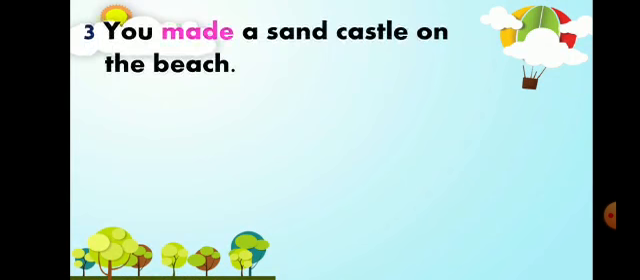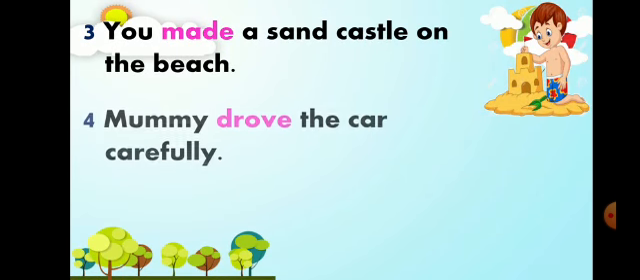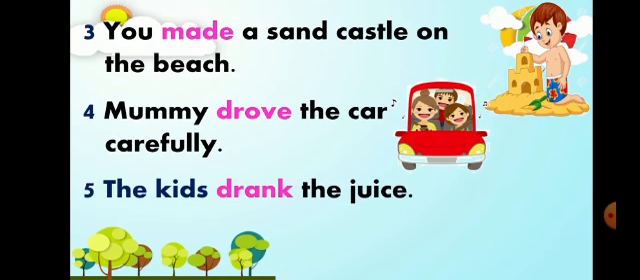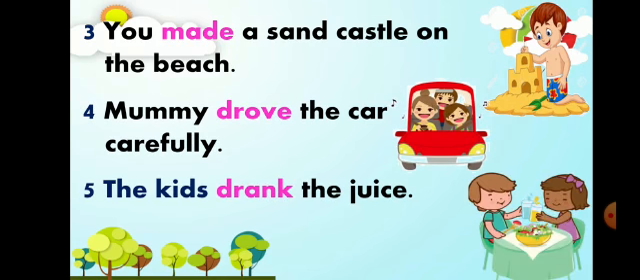You made a sandcastle on the beach. Mummy drove the car carefully. The kids drank the juice. The verbs like made, drove, and drank are also the examples of irregular verbs shown in the sentence.